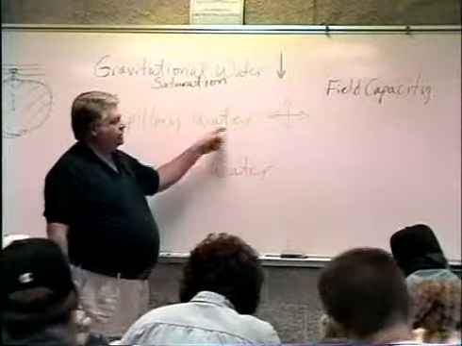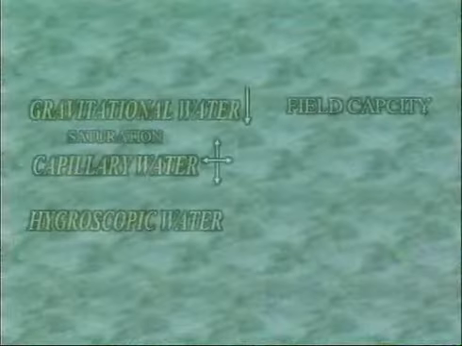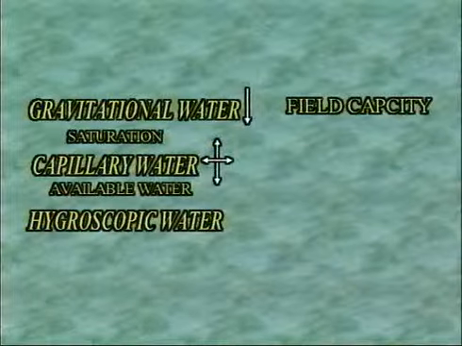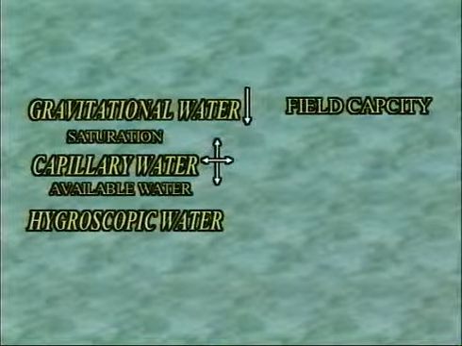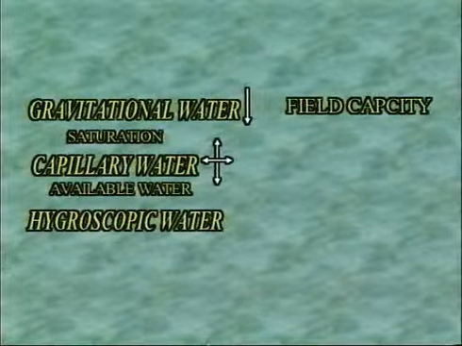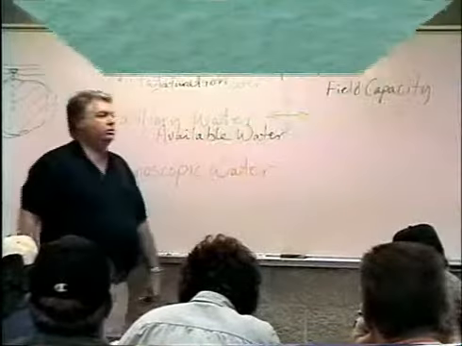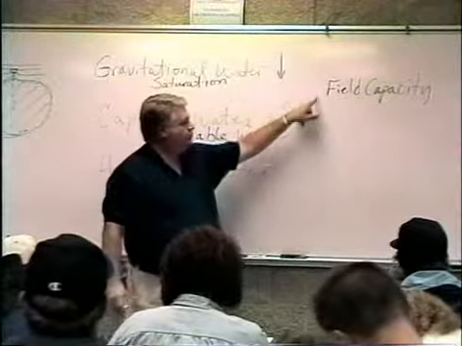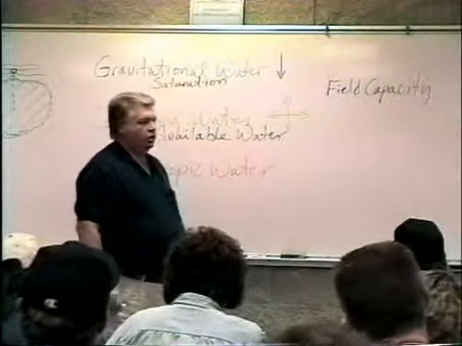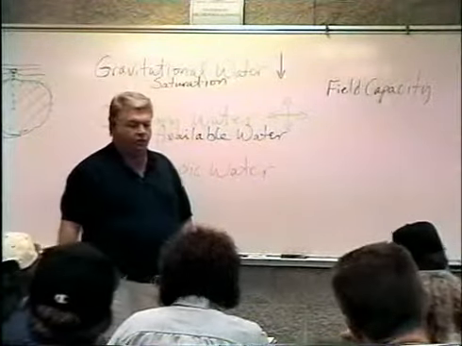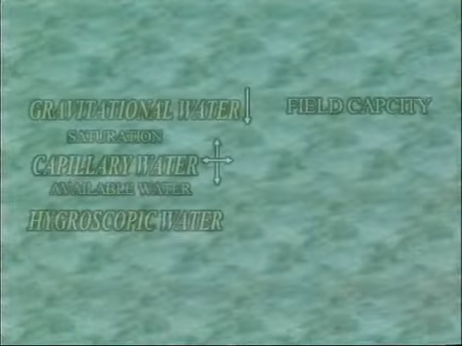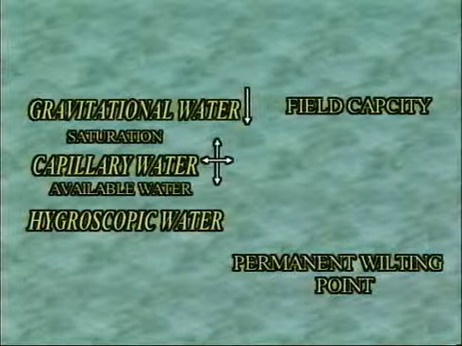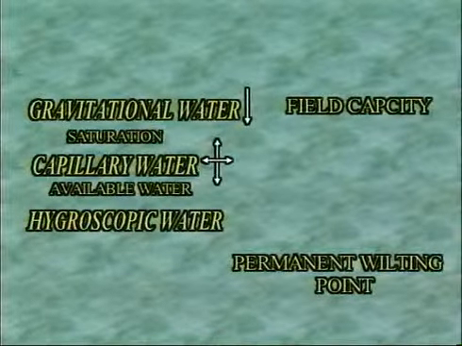So we want to stay in this capillary water area, or what we call available water. Available water is the water obviously used by the plants. So that available water is going to operate between field capacity and a thing we call the permanent wilting point. Down here where we get into this hygroscopic water, we get to the permanent wilting point.